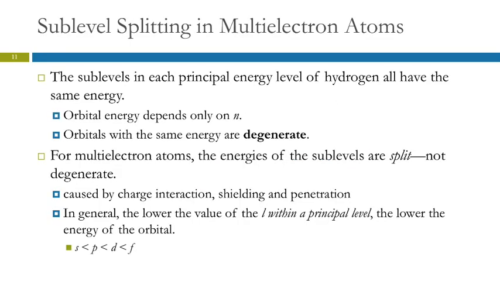For hydrogen, the sublevels in each principal energy level all have the same energy. So the first principal level doesn't have any sublevels, but the second one has S and P, and those have the same energy. The orbital energy only depends on the principal level. That's for hydrogen. We say those orbitals are degenerate. That means that they have the same energy. They're all the same level.